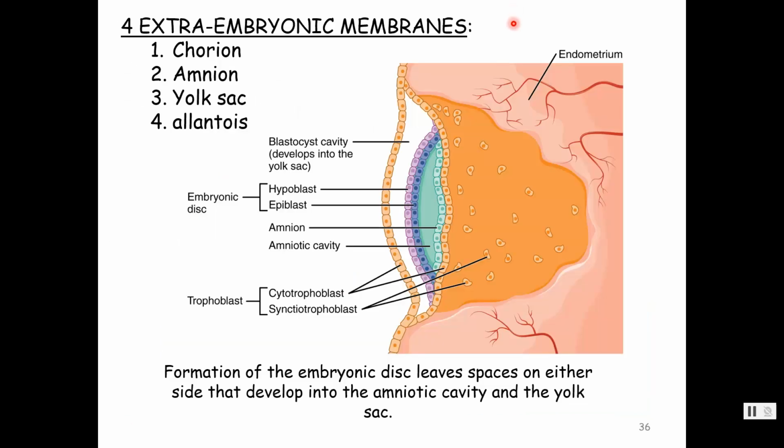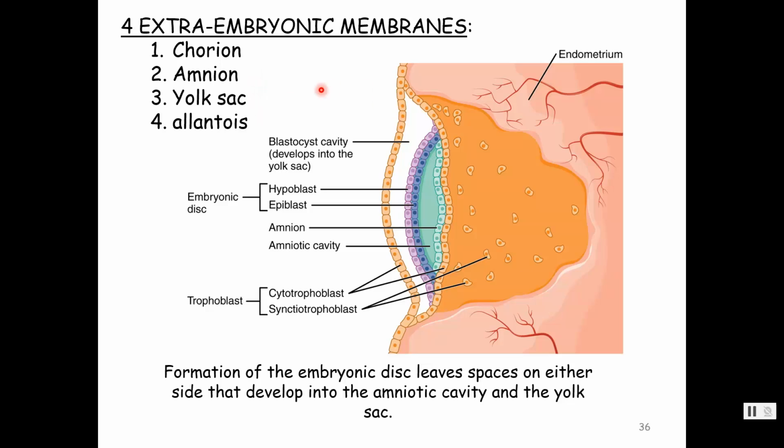Let's take a look at this picture. We kind of need to back up a little bit. We're not going to talk about the embryo right now. We're going to talk about the 4 extra-embryonic membranes. We have the chorion, which is going to be the fetal part of the placenta. We have the amnion, which is going to create a nice sac for the embryo and fetus to develop in. And then we have the yolk sac and the allantois, which are going to become our umbilical cord.